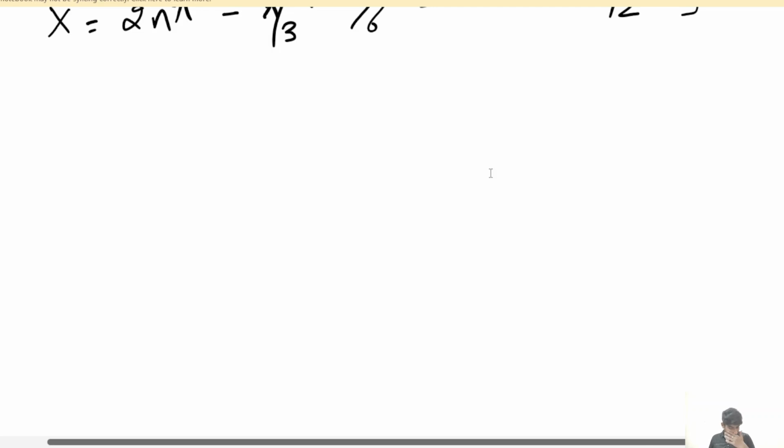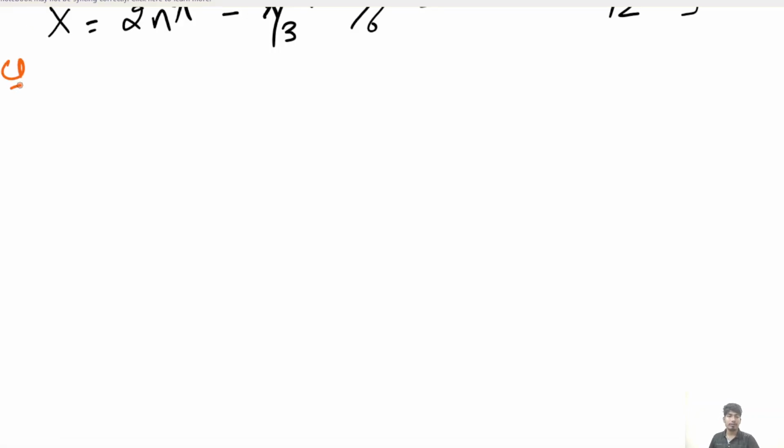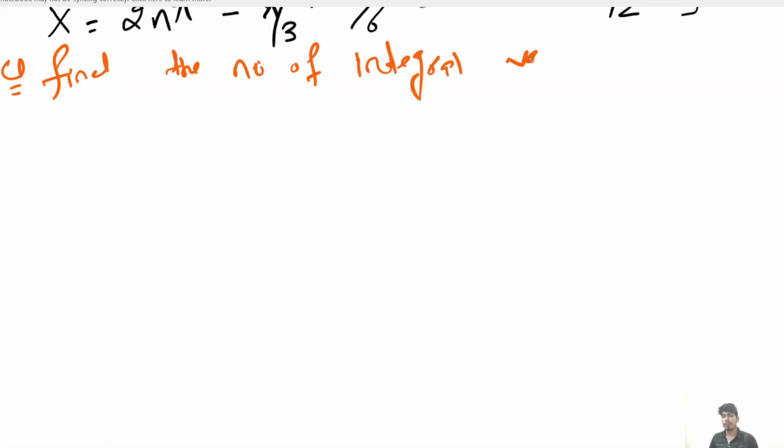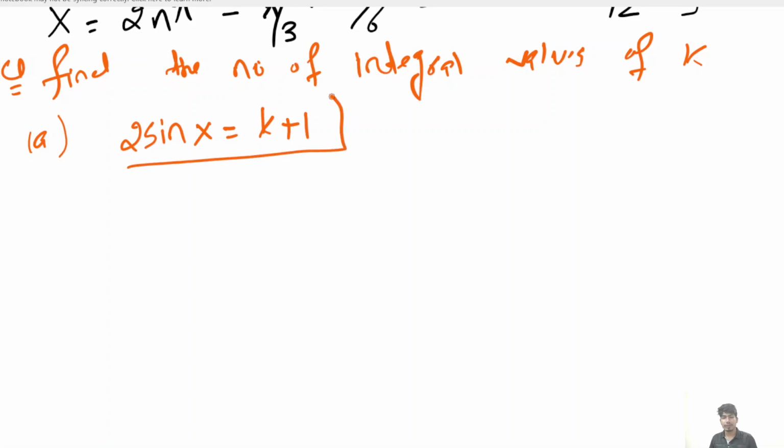Okay students, our next question: find the number of integral values of k for which the following equations have solutions. The first is 2 sin x is equal to k plus 1. This is our first equation: 2 sin x is equal to k plus 1.